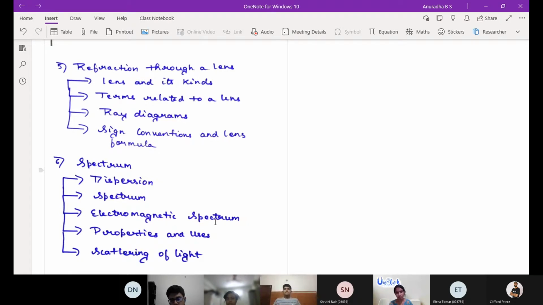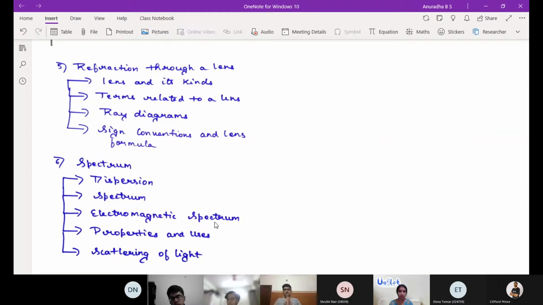And when light rays meet at a point, it's converging. When light rays move away from a point, they diverge. If they meet at a point, it is converging. If they move in different directions, it is called diverging. So this is your converging and diverging.